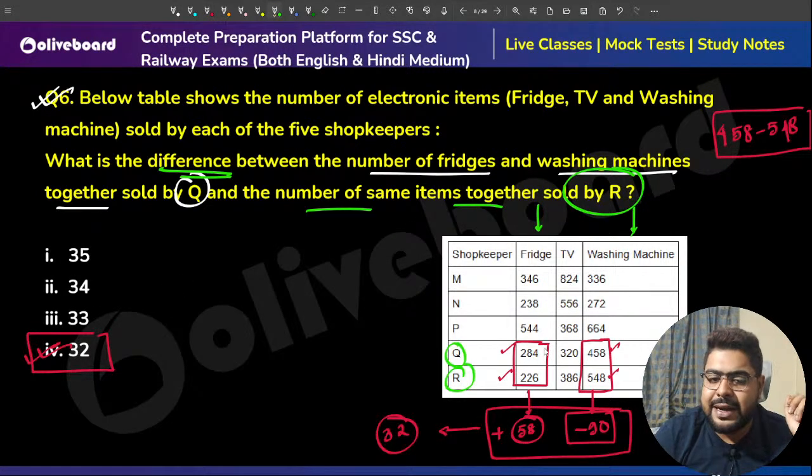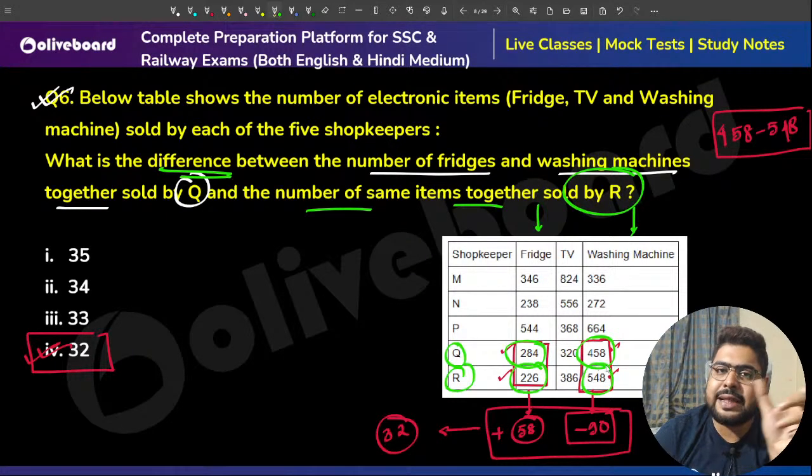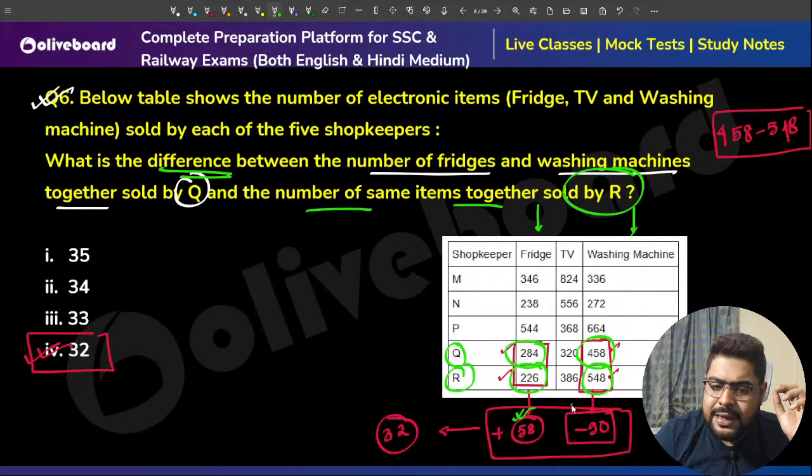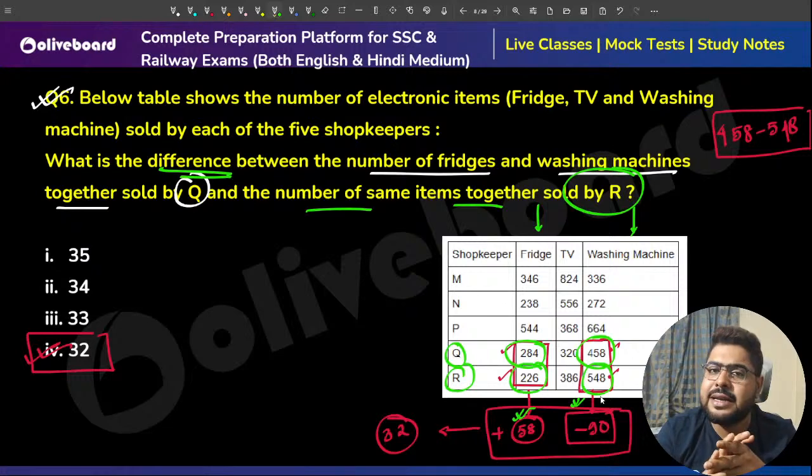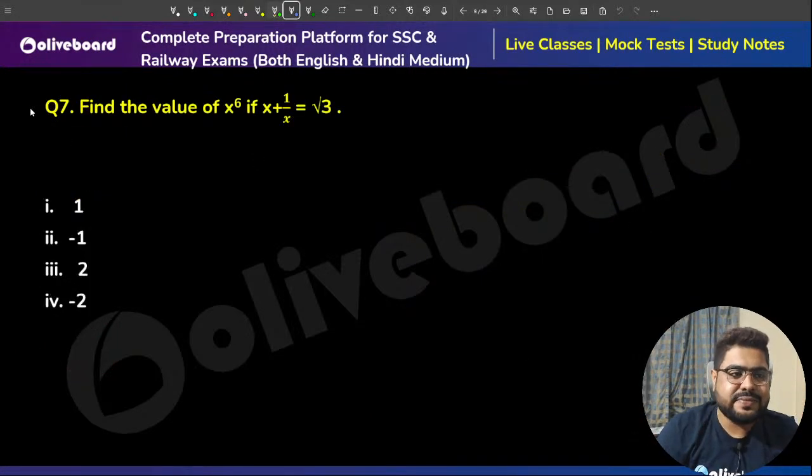Again, please do not do what everybody does. What everybody does is get the sum, take it together. Then again take these two, take the sum. Then they do the difference. It's better this way. I'll do it individually only. That's a better way, right? Chalo, moving on.